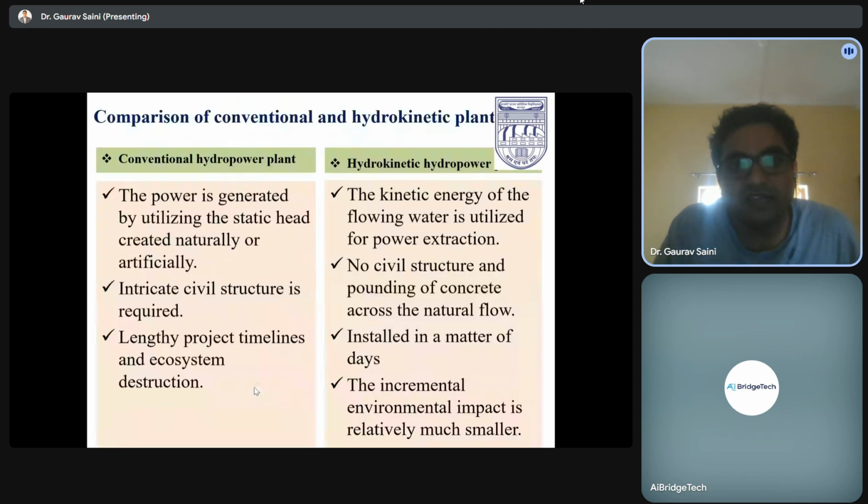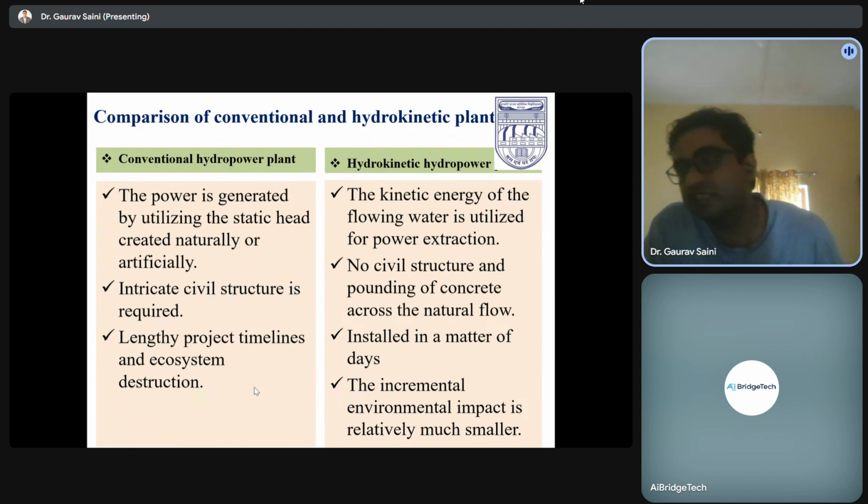So next, if we compare the conventional and hydrokinetic energy plants, we can see that in the case of conventional hydro, we are basically utilizing the static head that may be created naturally or that is artificially available in terms of a dam or something like that. But in the case of kinetic energy, we do not need to create any structures, so we can directly get the power.